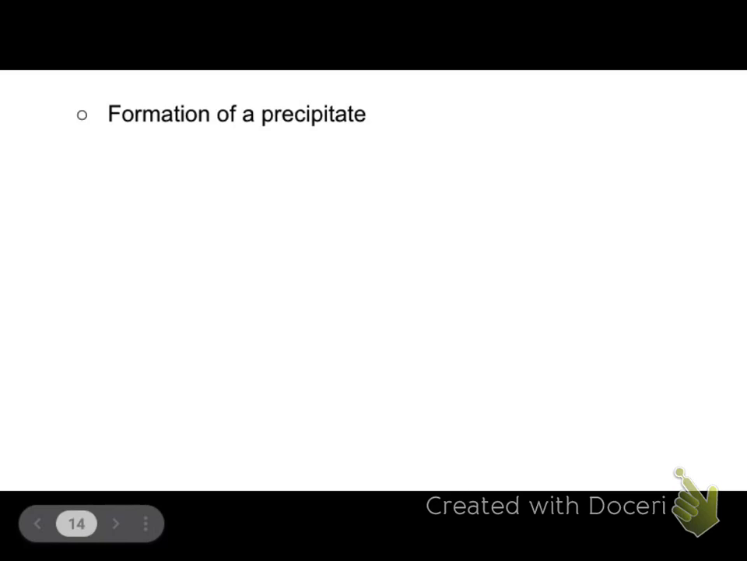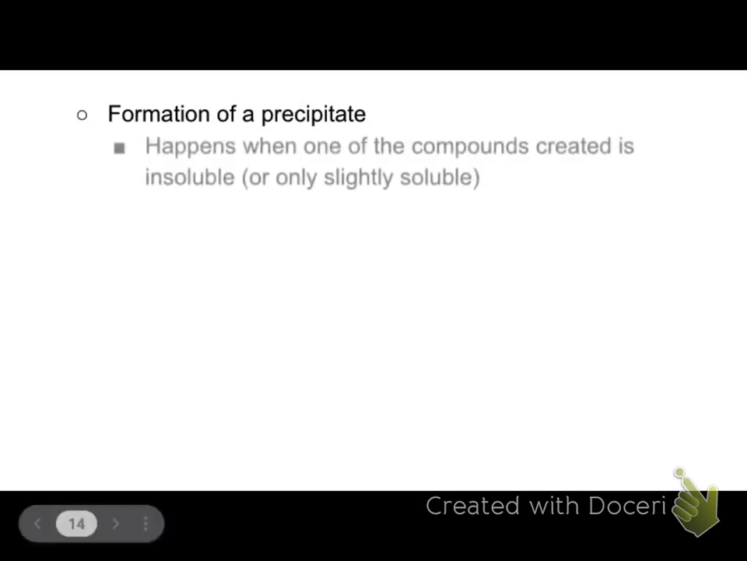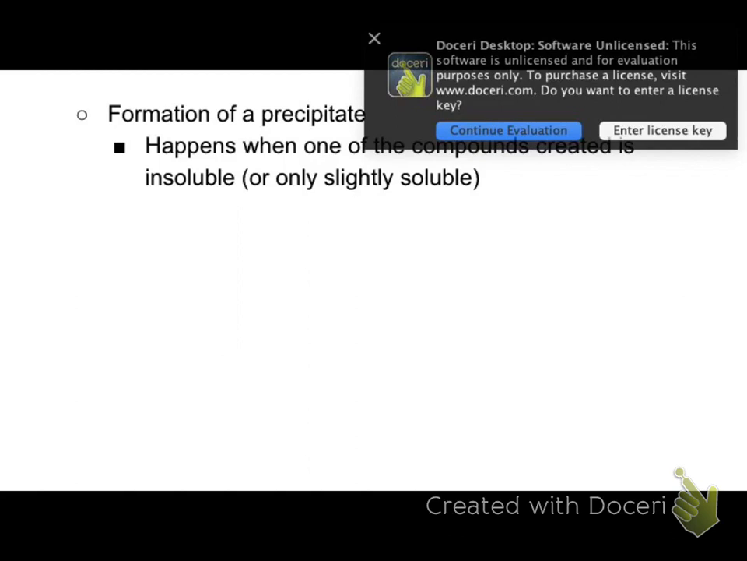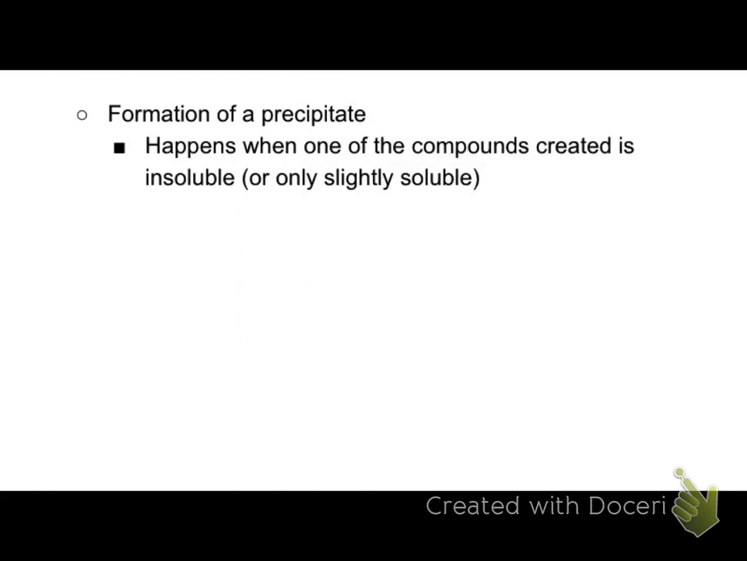The formation of a precipitate. So this is what happens when one of those new compounds that's created through a displacement reaction is insoluble or only slightly soluble, meaning it either doesn't dissolve at all or it just dissolves very little. And so as a result, you get a solid that forms in your liquid, okay, like we did during the lab when we had that sort of blue gel-looking substance form in the water. That was a precipitate.